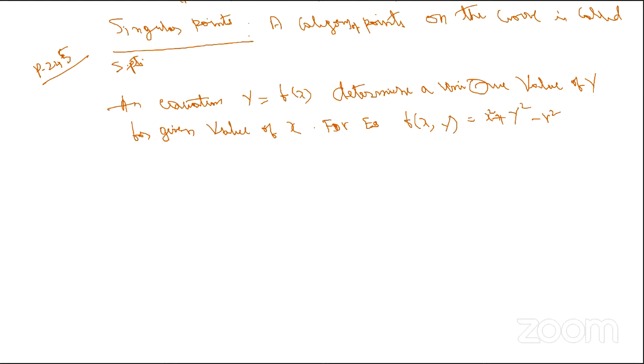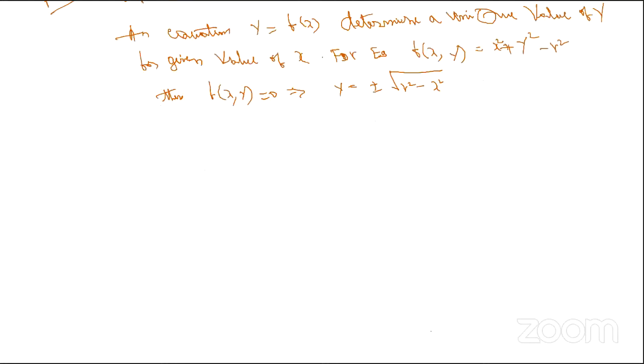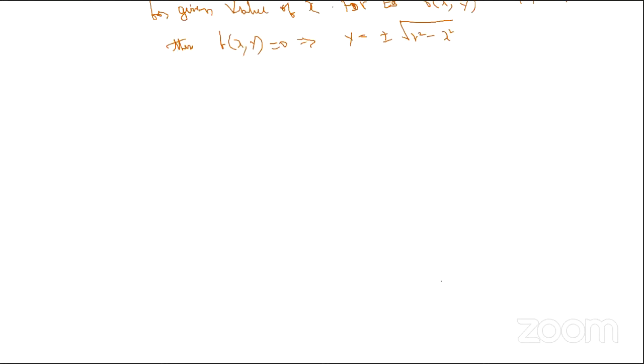Then f of x comma y equal to 0 implies y equal to plus or minus under root of r square minus x square.